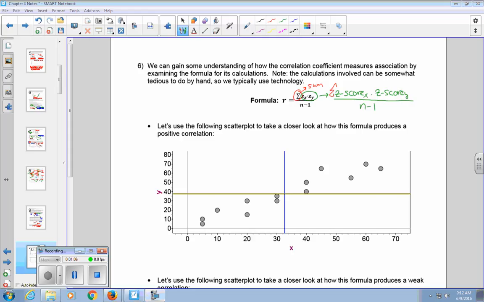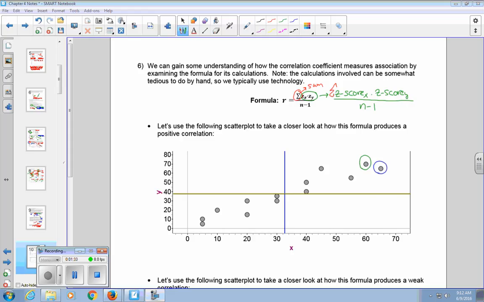All right, so for each point, I'm just going to jump down to the scatter plot. If I take that point, I want to take the z-score of its x value, multiply it by the z-score of its y value, and then add it to the z-score of this point's x coordinate times the z-score of its y coordinate, and add those products and keep going until I do that for all the points in the graph, and then divide by n minus 1.